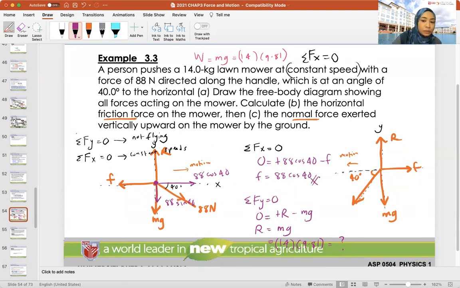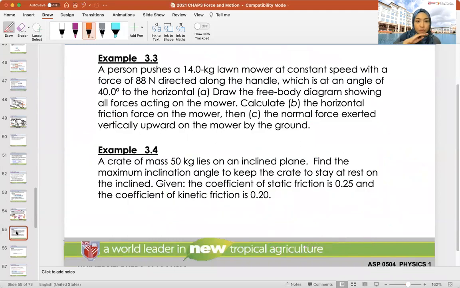Friction. Oh, I forgot. We need to include units. This is in Newton. This is also in Newton. The end. Any questions about this one? Okay, any questions? Okay, so everyone understands. Okay, that's great. Next one.